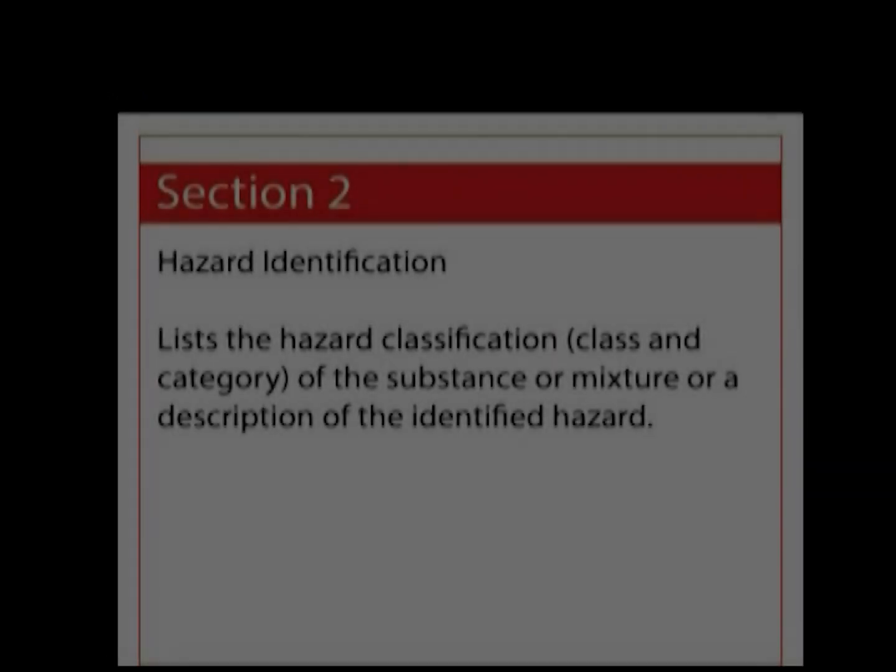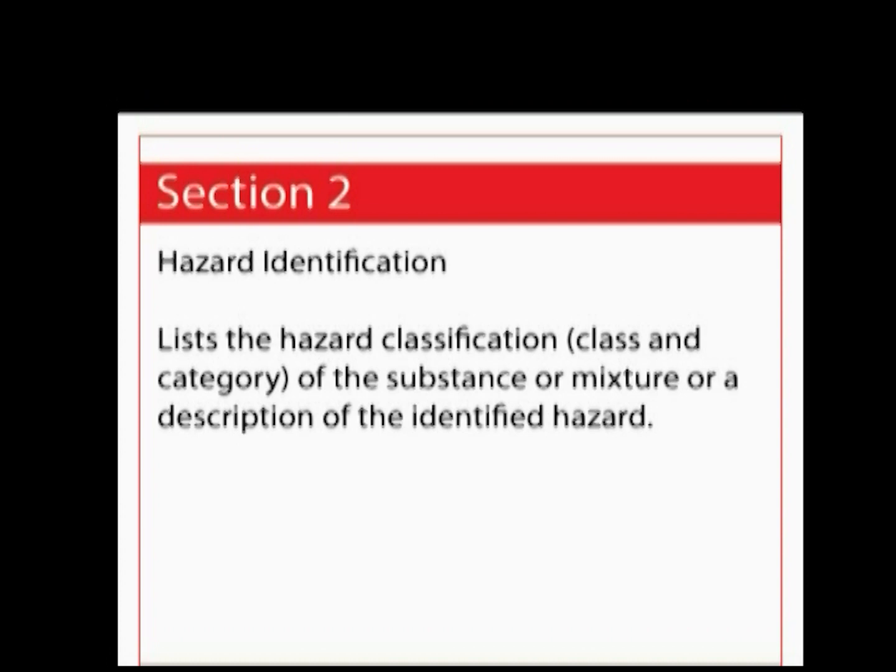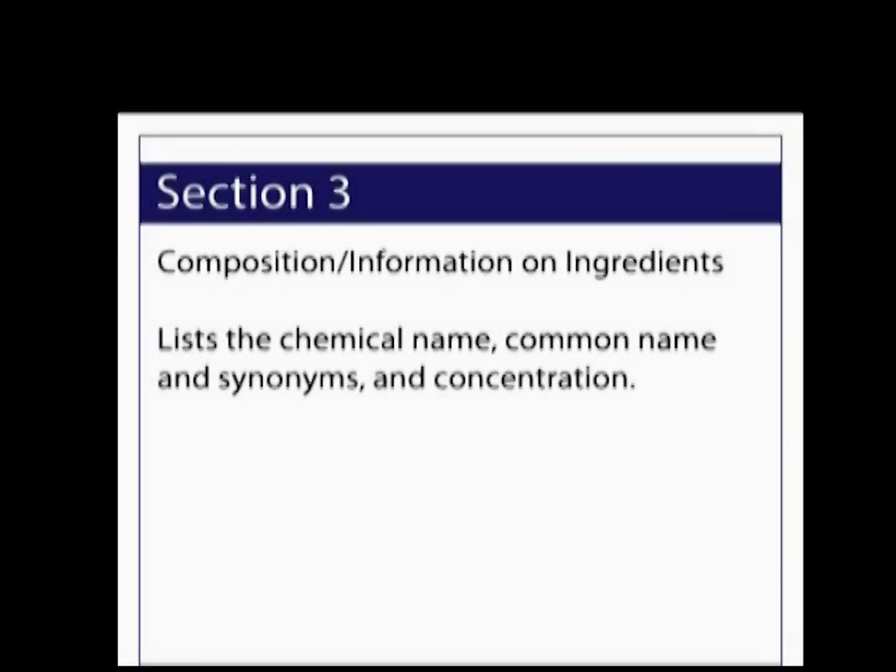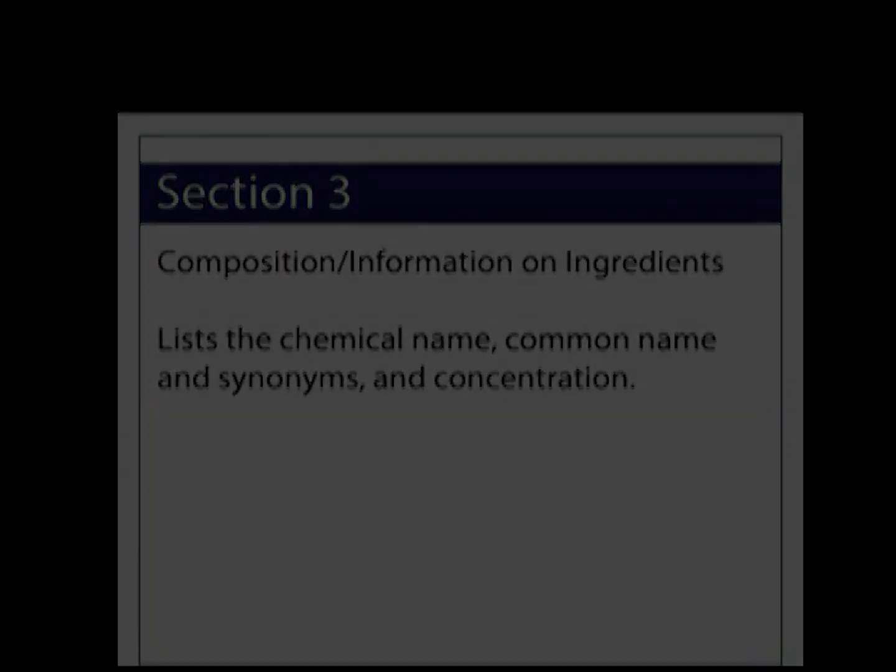Section 2, Hazard Identification, lists the hazard classification, class and category of the substance or mixture or a description of the identified hazard. Section 3, Composition or information on ingredients, lists the chemical name, common name, and synonyms, and concentration.